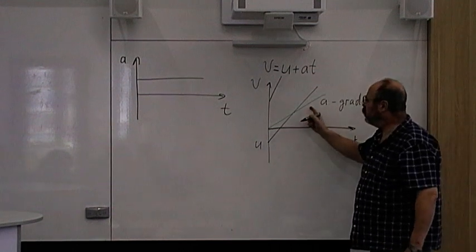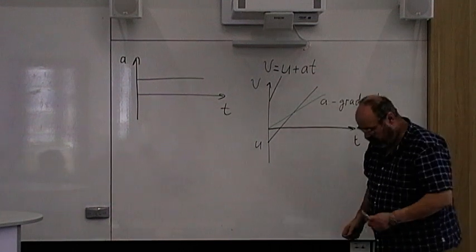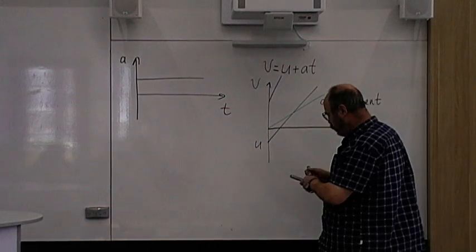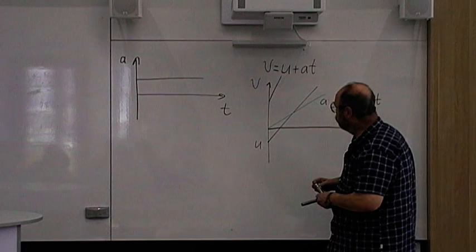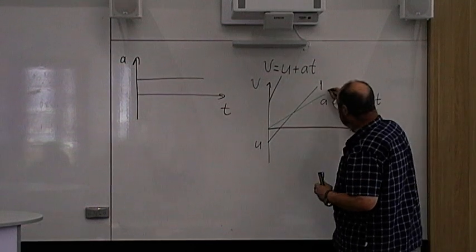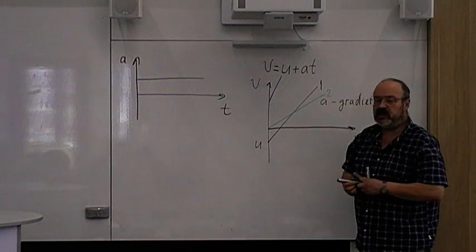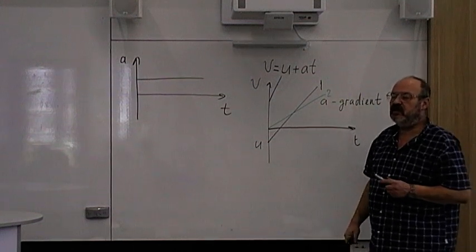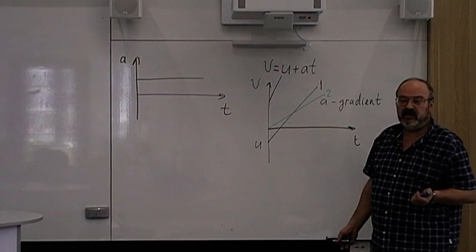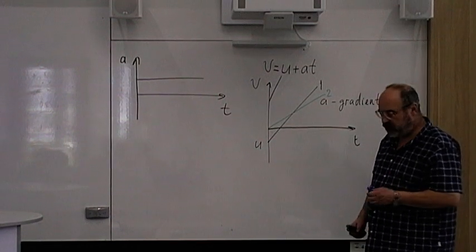Now, comparing the green and black graphs. Let's say this is graph number 1, and this is graph number 2. In which case is acceleration bigger? In 1, the acceleration gradient is bigger, it's accelerating faster.